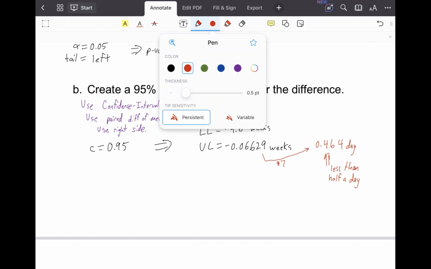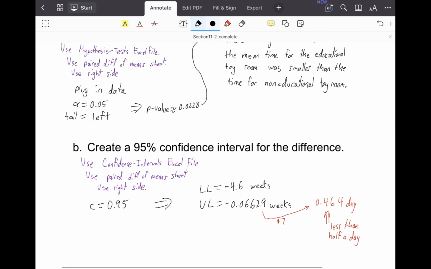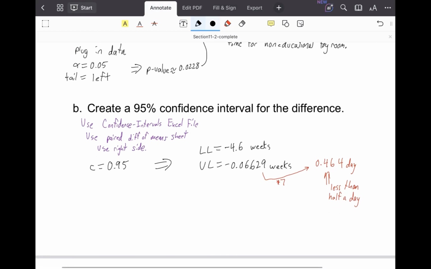So what this confidence interval is saying is that with 95% confidence, we can say that the educational toy room decreased the amount of time that it took to learn at that certain speed from less than half a day, but up to 4.6 weeks.